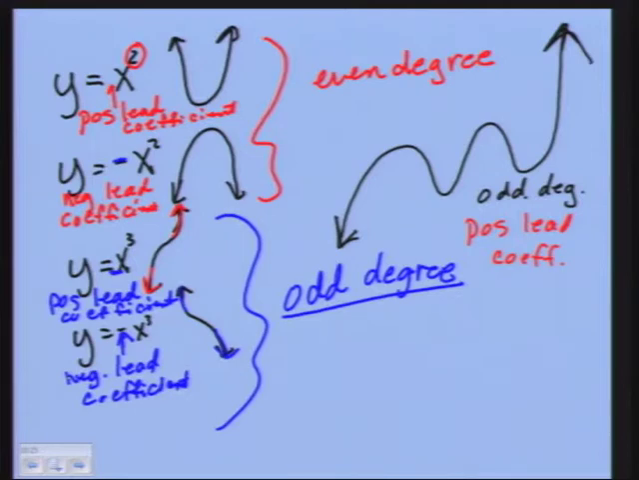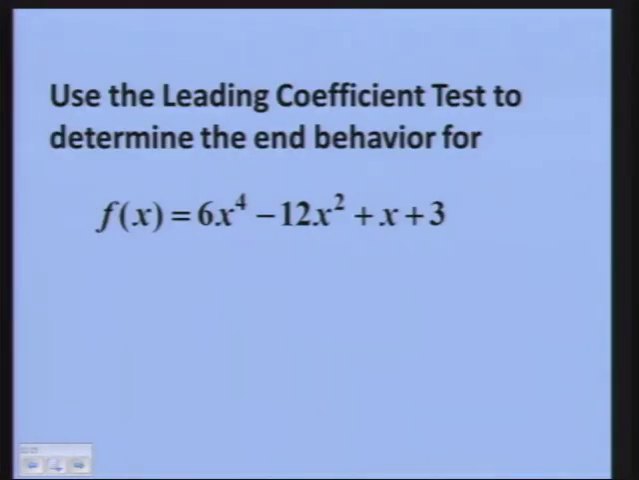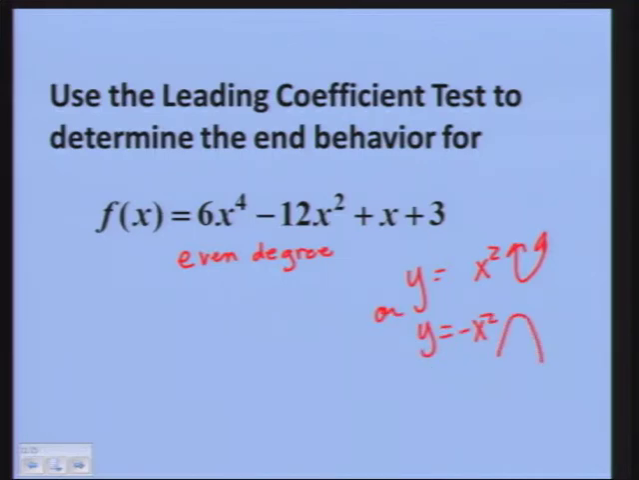Now, can we go the other direction? Let's see if we can. We have a function given to us, and we're going to use the leading coefficient test to determine the end behavior for this. First of all, I notice that the degree is even. So that means it follows either y equals x squared that turns up on both ends, or y equals opposite of x squared, which turns down on both ends, because it's of even degree. Now I look and see that the coefficient is positive. This is my positive coefficient for my samples.